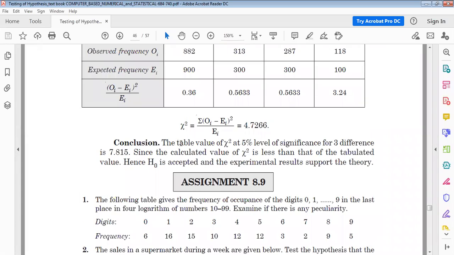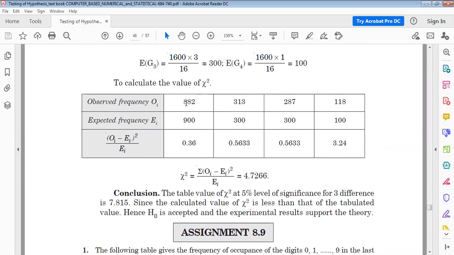So the conclusion: the table value of chi-square at 5% significance level at 3 degrees of freedom. Why? Actually, there are 4 samples, right? So the degrees of freedom will be 4 minus 1, that means 3. The table value is 7.815. This comes from the table. But our calculated value is less than the table value. Since the calculated value of chi-square is less than the table value, the null hypothesis will be accepted. So the experimental result supports our theory.